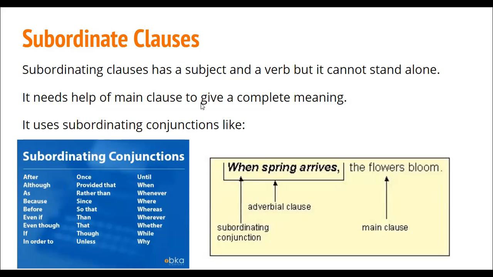In this sentence, "when spring arrives, the flower blooms," we know there are two clauses. One is "when spring arrives" and the other is "the flower blooms." "The flower blooms" is an independent clause because it gives complete meaning to the sentence, whereas "when spring arrives" needs the help of the main clause to give a complete meaning. So "when spring arrives" would not be complete without the main clause. Here the subordinating conjunction "when" is used.